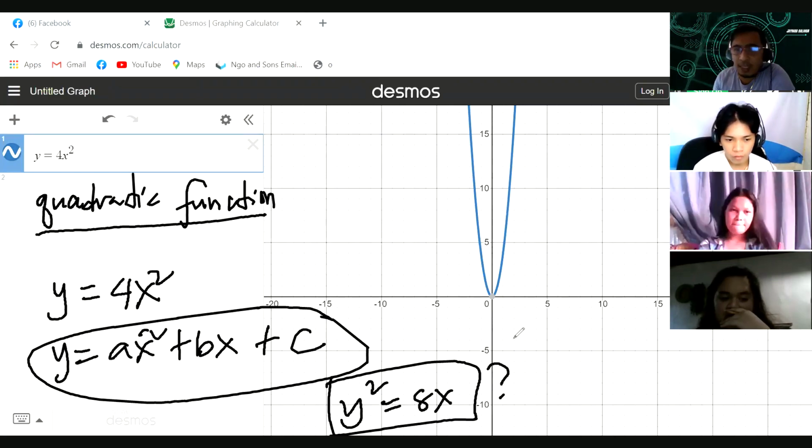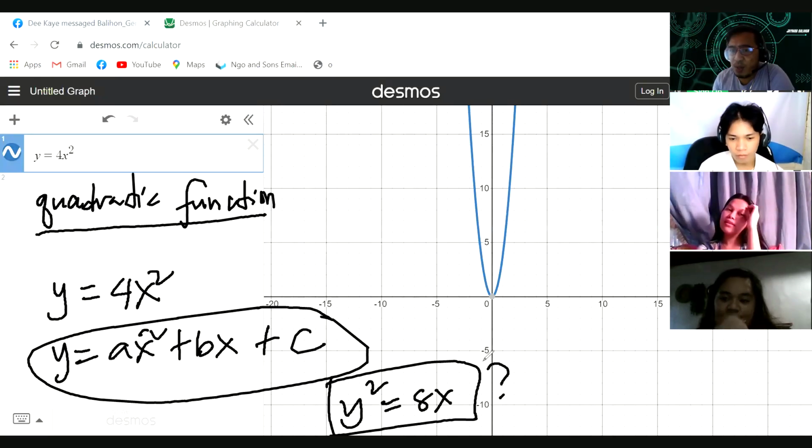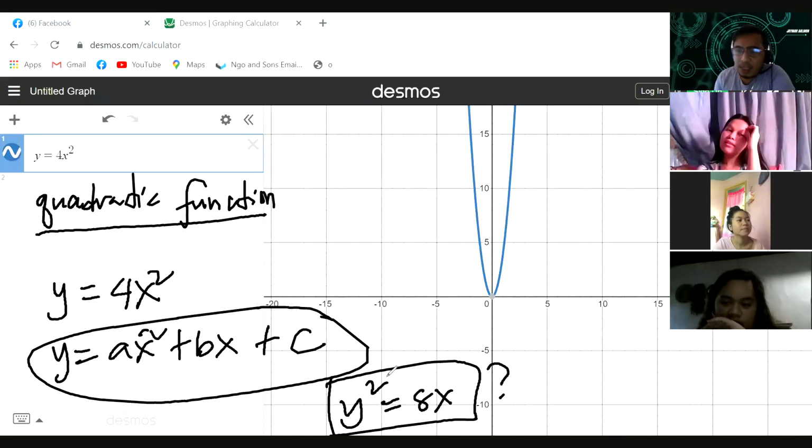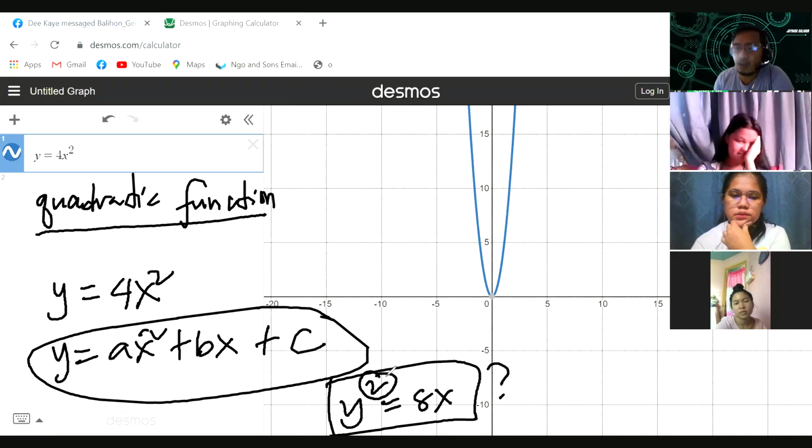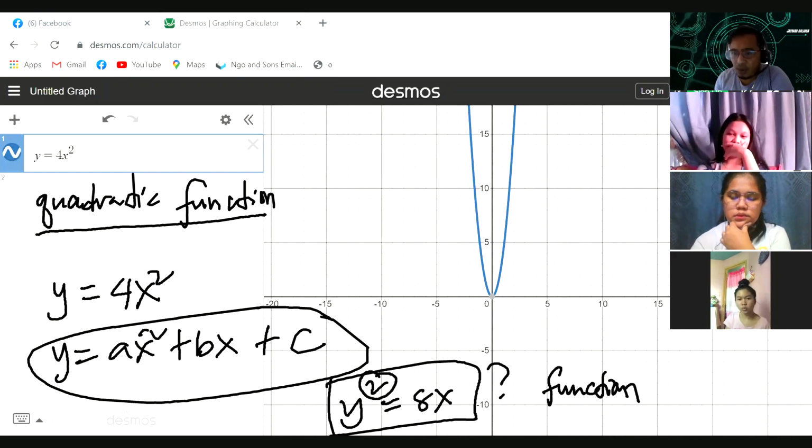By looking at the exponent of y. Di ba, Dexter? Ang exponent ni y ang tanawon. Kung even, dili na siya function. Kung odd, function na siya. As you can see here, the exponent of y is even. So it means this is not a function, but this is just a mere relation.